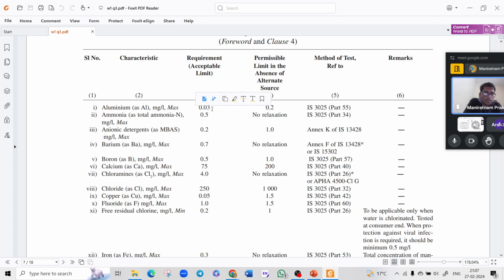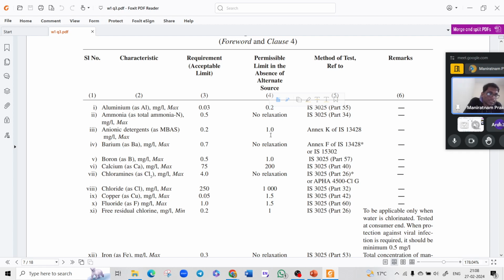Means this much amount of aluminum can be in your water. But here it is already written, the limit in absence of alternative source. It means your treatment method is not so good that it can bring aluminum or any other contaminant up to the required limit. So there is some relaxation that you can also drink water up to this limit, but in no case should your limit cross this permissible limit.